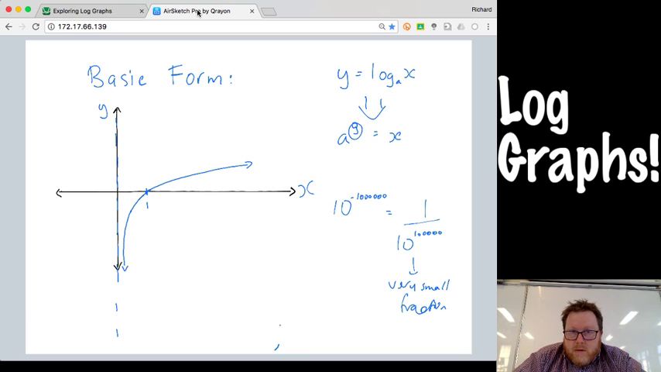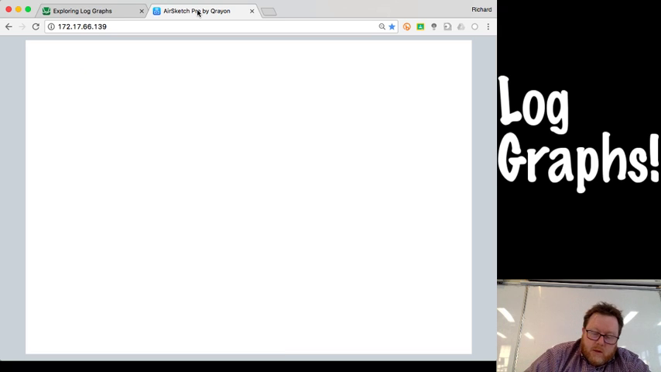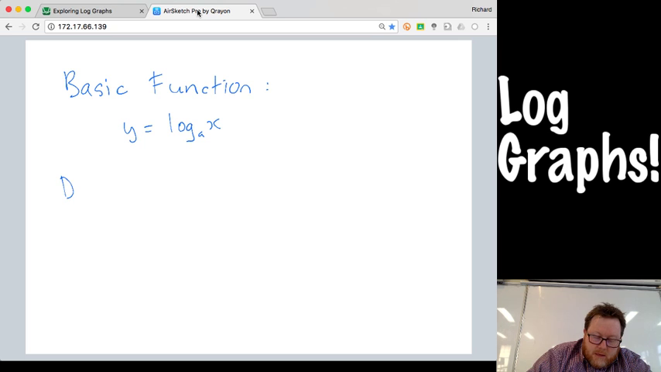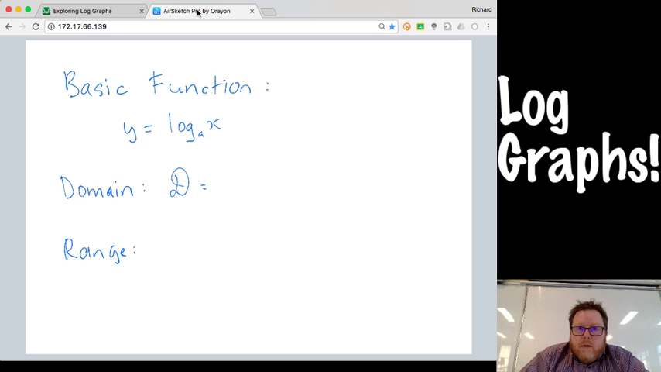But let's just talk about the domain and range of the basic function. So the basic function, and we've got that as being y equals log base a x, and then we've got the domain, and we've got the range. So the domain, I'll use that curly D for. The domain is equal to, well, what are the possible values of x?